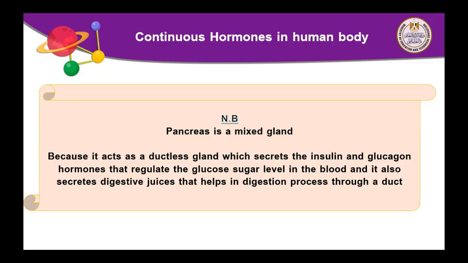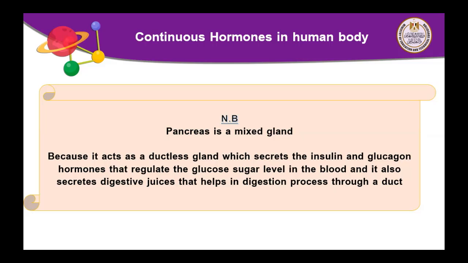We will answer the first question. Why is the pancreas a mixed gland? Because it acts as a ductless gland. This means that it has no ducts for secretion of hormones, which are secreted directly into the blood. It secretes insulin and glucagon hormones that regulate the glucose sugar level in the blood, and it also secretes digestive juices.